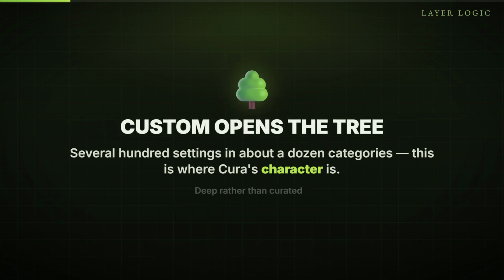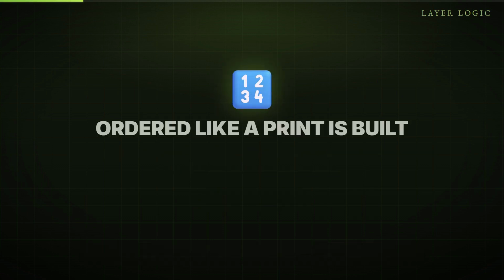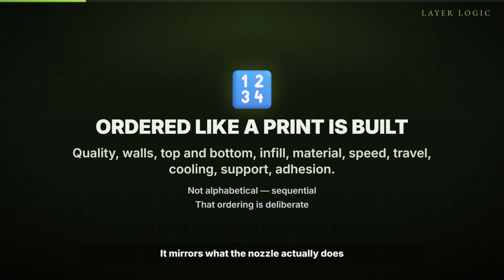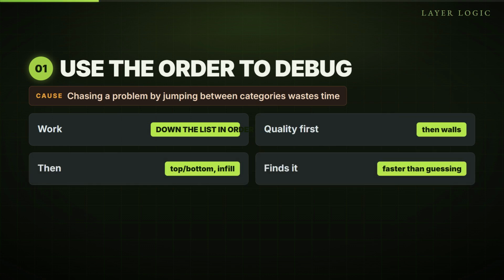Custom mode opens the full settings tree, and that is where Cura's real character shows up, because there are several hundred settings organized into about a dozen categories. The categories are ordered roughly the way a print is built: quality, then walls, then top and bottom, then infill, material, speed, travel, cooling, support, and adhesion. That ordering is not accidental, and it is worth using. If you are chasing a problem, working down the list in order tends to find it faster than jumping about.